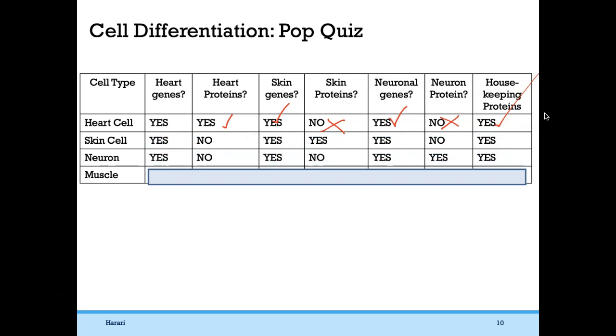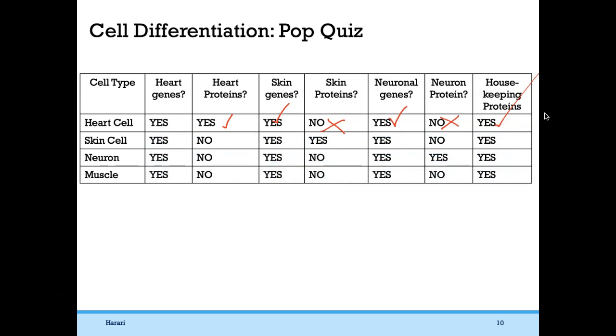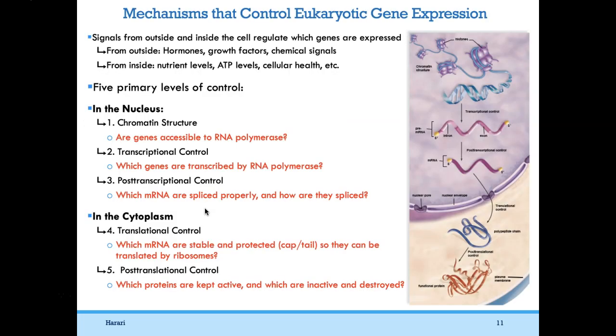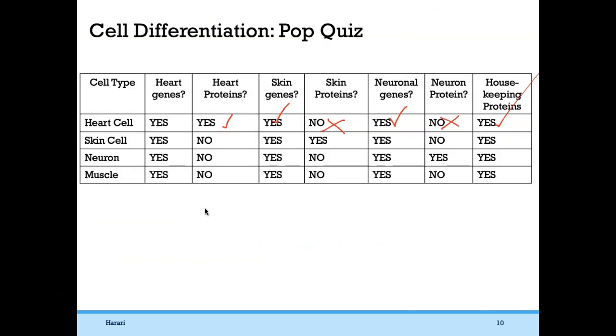So here you can see are the answers. All of them have housekeeping proteins regardless of the cell type. All of them have neuronal genes and skin genes and heart genes regardless of the cell type. But not all the cells express the same proteins, right? Express the same genes into proteins. That depends.